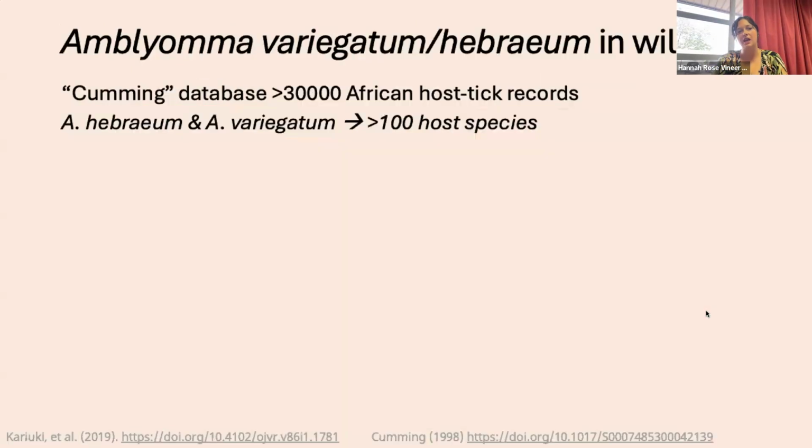I've just spoken about the cattle, but what about wildlife? So again, with this huge data set of 30,000 tick records from the early 1900s to the late 1990s, so almost 100 years of data from all across Africa, in that data set, Amblyomma hebraeum and Amblyomma variegatum have over 100 possible host species each. So they can infest a very wide range of species, not just cattle.